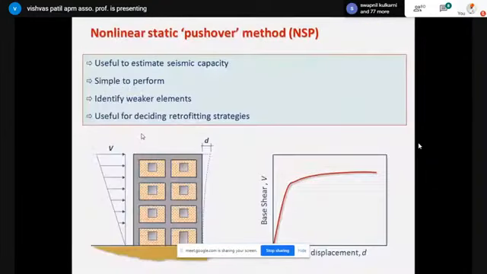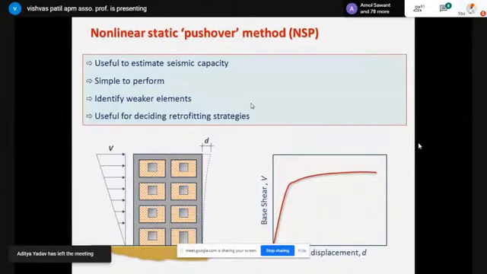Then, what is the use of the pushover curve or pushover analysis? It is a nonlinear static method. It estimates the seismic capacity and seismic response, right from the initial state to the final, showing how the particular building behaves. It is very simple to perform. If pushover analysis is performed for an old building, we can easily identify which are the weaker elements. When the pushover analysis starts, the weaker elements will fail first, so hinges will be formed in those elements first.